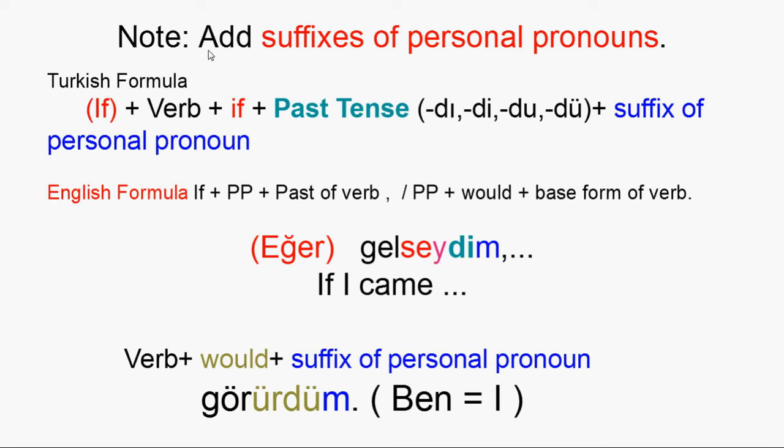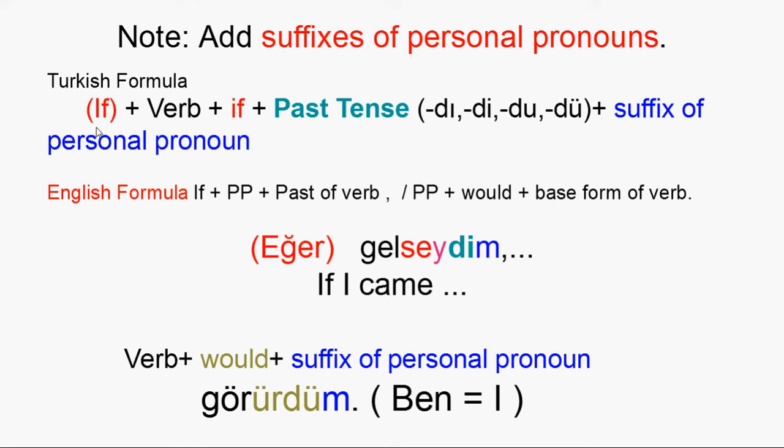So here I want to give you some little information on how we use this in Turkish. You have to use suffixes of personal pronouns. That means you have to use suffixes of personal pronouns at the end of all verbs, nouns or adjectives. Okay, guys, so let's see the Turkish formula first of all. If you know the formula, it will be quite easier for you to make further sentences by yourself alone without needing anyone else.